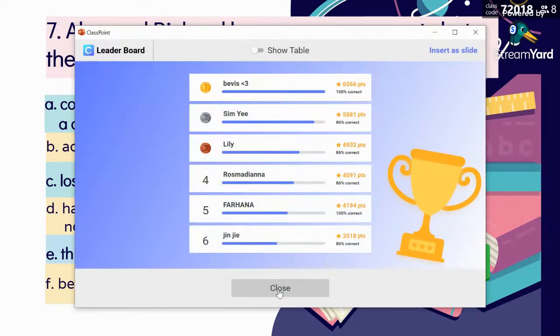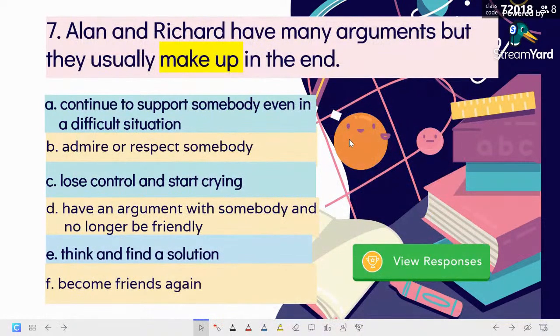All right, so I have one more question. So Simi second, Lily third. Okay, so the answer actually is become friends again. Okay, become friends again. All right, let's go to the next one.